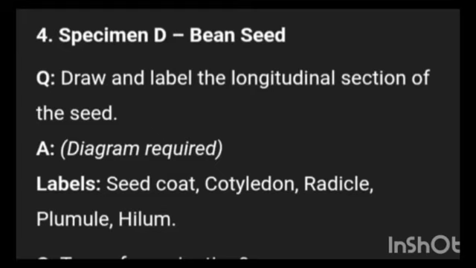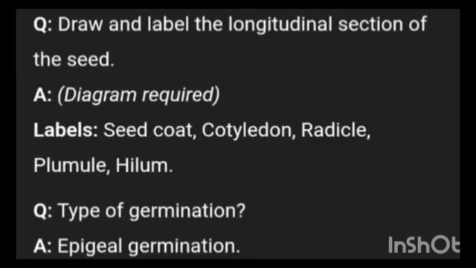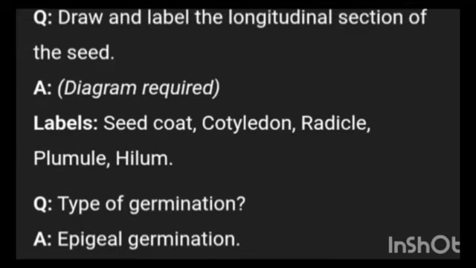So later, at the end of the video, I will send you some pictures of the diagrams for this specimen. In the labels, you should have the seed coat, the cotyledon, the radicle, the plumule, and the hilum. Then, what type of germination does this specimen have? That is epigeal germination, where the cotyledons come above the soil surface. That's epigeal germination.